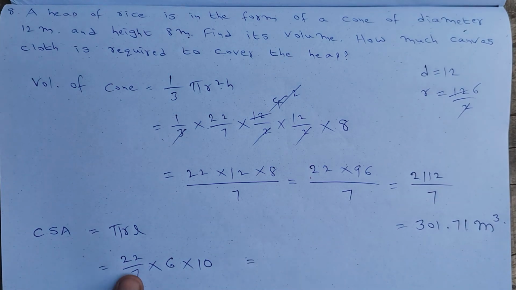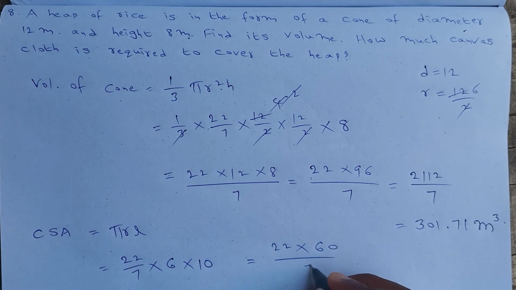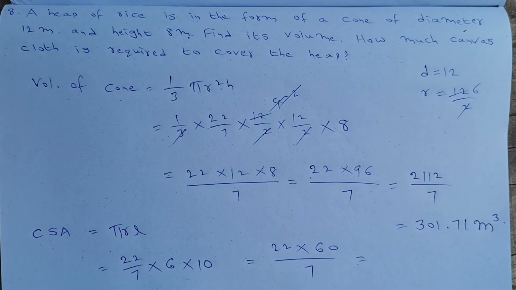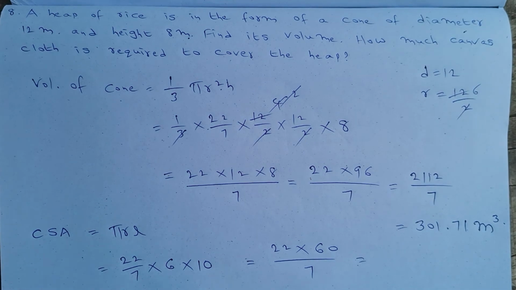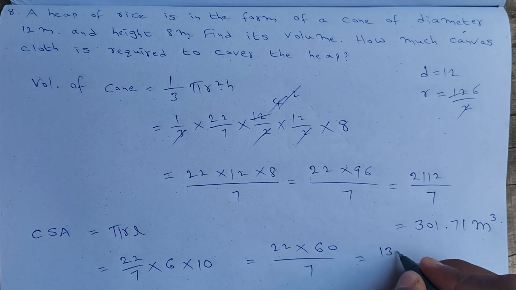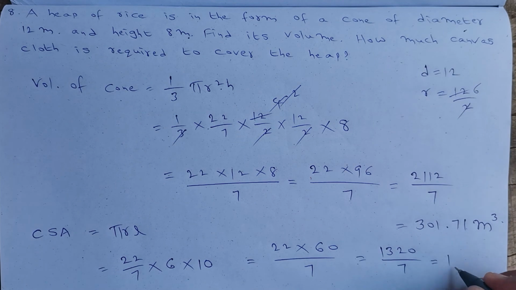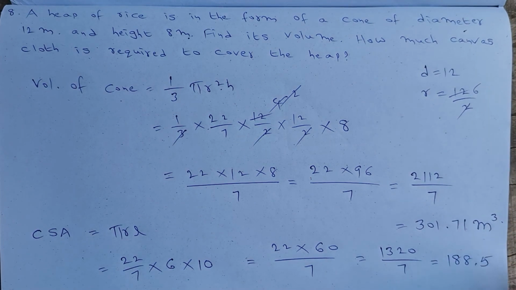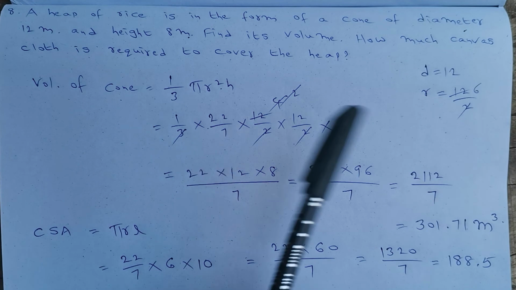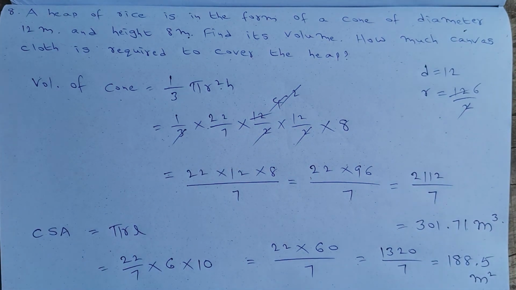So which is equals to 22 into 6 tens are 60 divided by 7. So 22 into 60, 22 6s are 132, 1320 divided by 7. 1320 by 7 is nothing but 188.5, and we are finding area. All the measurements are in meters, so this will become meter square.